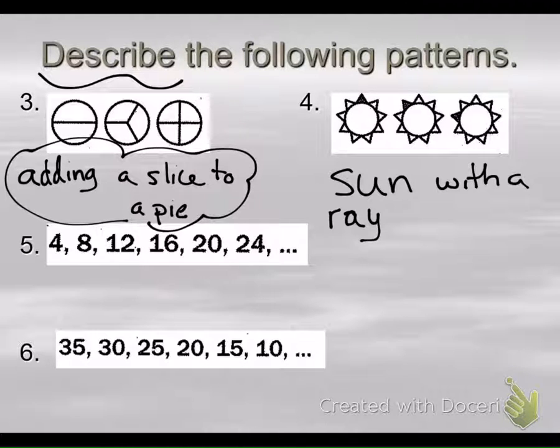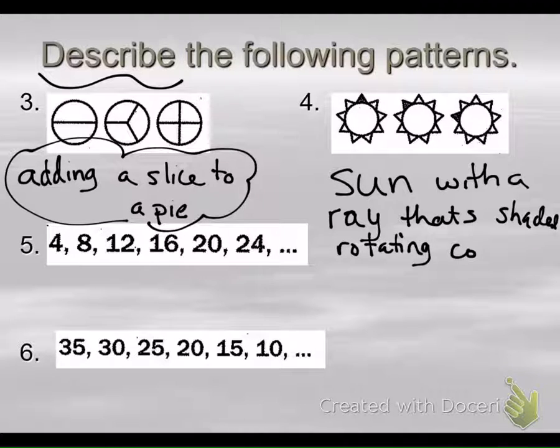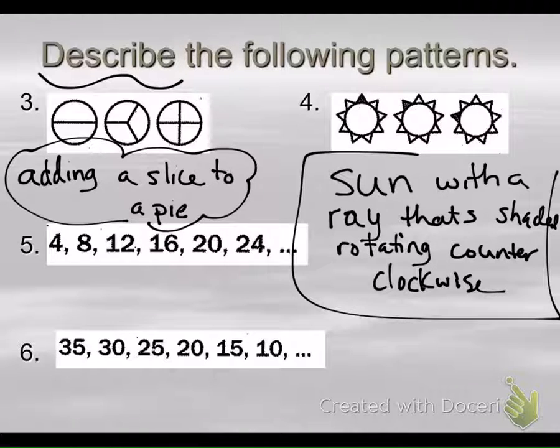You know what it means? Okay, sun with a ray that's shaded, rotating, and then you said another, how would you describe that direction? Counterclockwise. Perfect. All right, can everyone agree on that one? I think that's, again, maybe not the most sophisticated math answer ever, but it works for us.